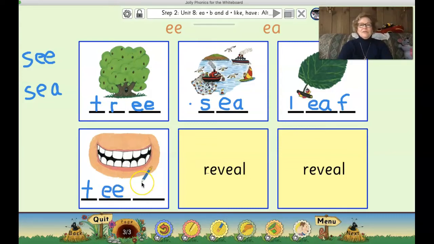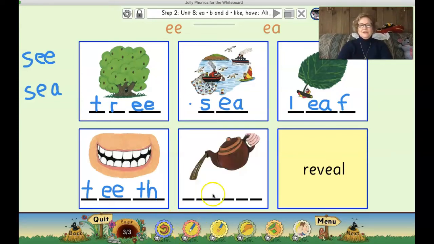Now, do you remember that th sound? Let's see. Remember when we wrote 3 earlier today? I need a T and an H. What's my word? Teeth. Good job. Now let's see what our next picture is.